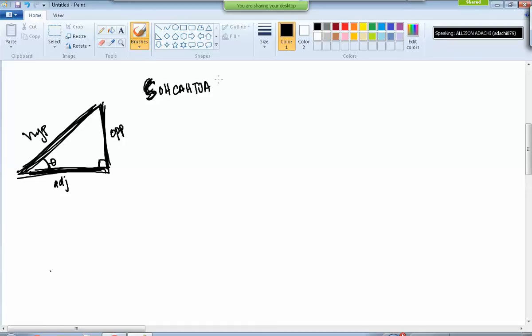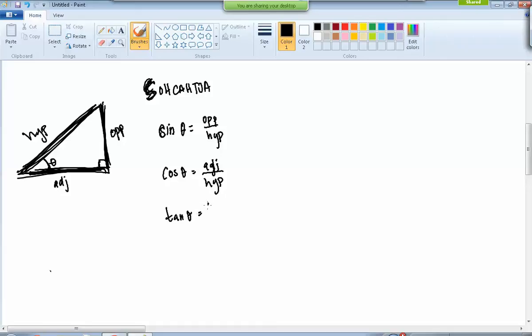What does SOHCAHTOA mean? Sine is opposite over hypotenuse. Cosine is adjacent over hypotenuse. Okay, wait. What you have to say is sine of theta is opposite over hypotenuse, right? The cosine of theta is adjacent over hypotenuse. And the tangent of theta is the opposite over adjacent. Are we good?